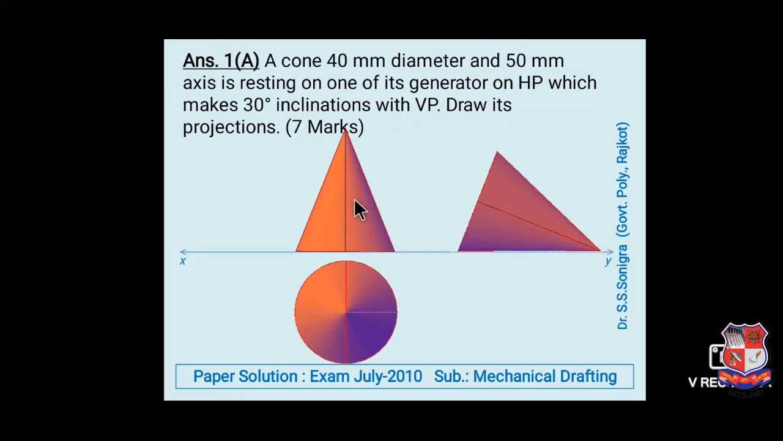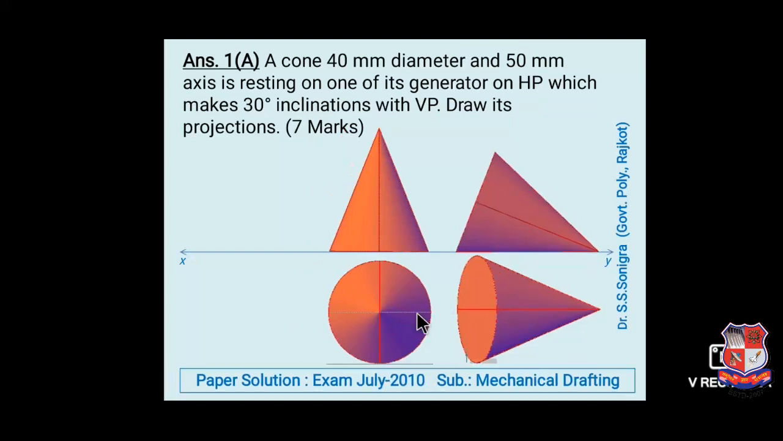It is resting on one of its generators. These are the generators, which join the apex point and the circular base; that is called a generator. So this is lying on its generator on the XY line on HP. So we have to draw the front view first, and then the top view over here. You can see in this top view, this circular base is fully visible, and it is elliptical in shape. This will be visible, and in the top view these lines would be tangent to this ellipse.